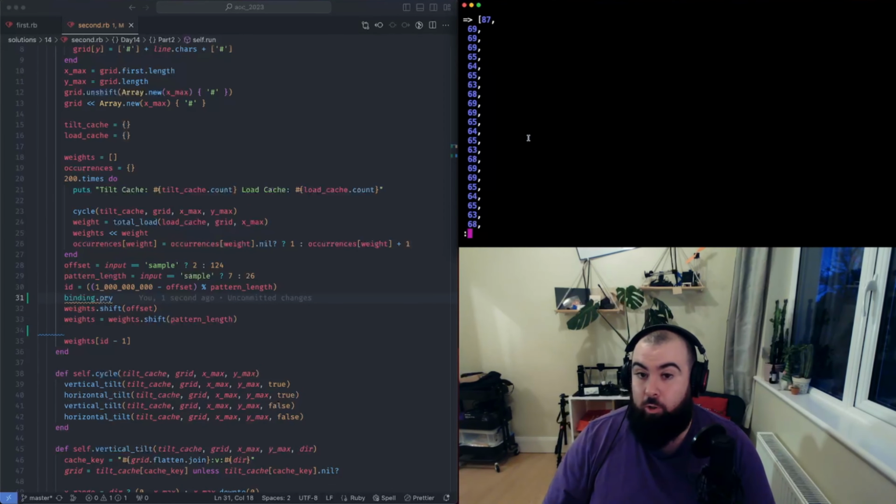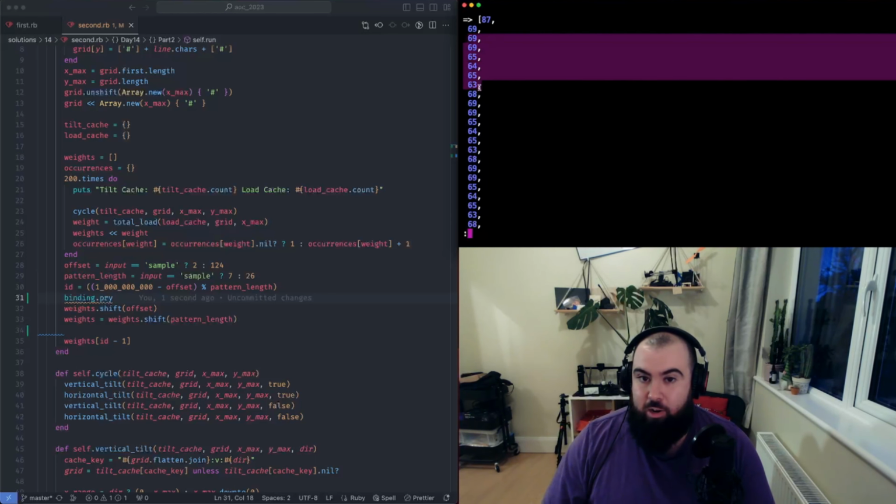So yeah, these are all the weights. This is 200 weights that I calculated 200 times. So there's our 87 at the start. Suspiciously, it only appears once. Then I've got a 69, and then another 69, another 69. What happens to be the case is that this is the start of our repeating pattern, and it goes down to here until we hit 69, 69 again.